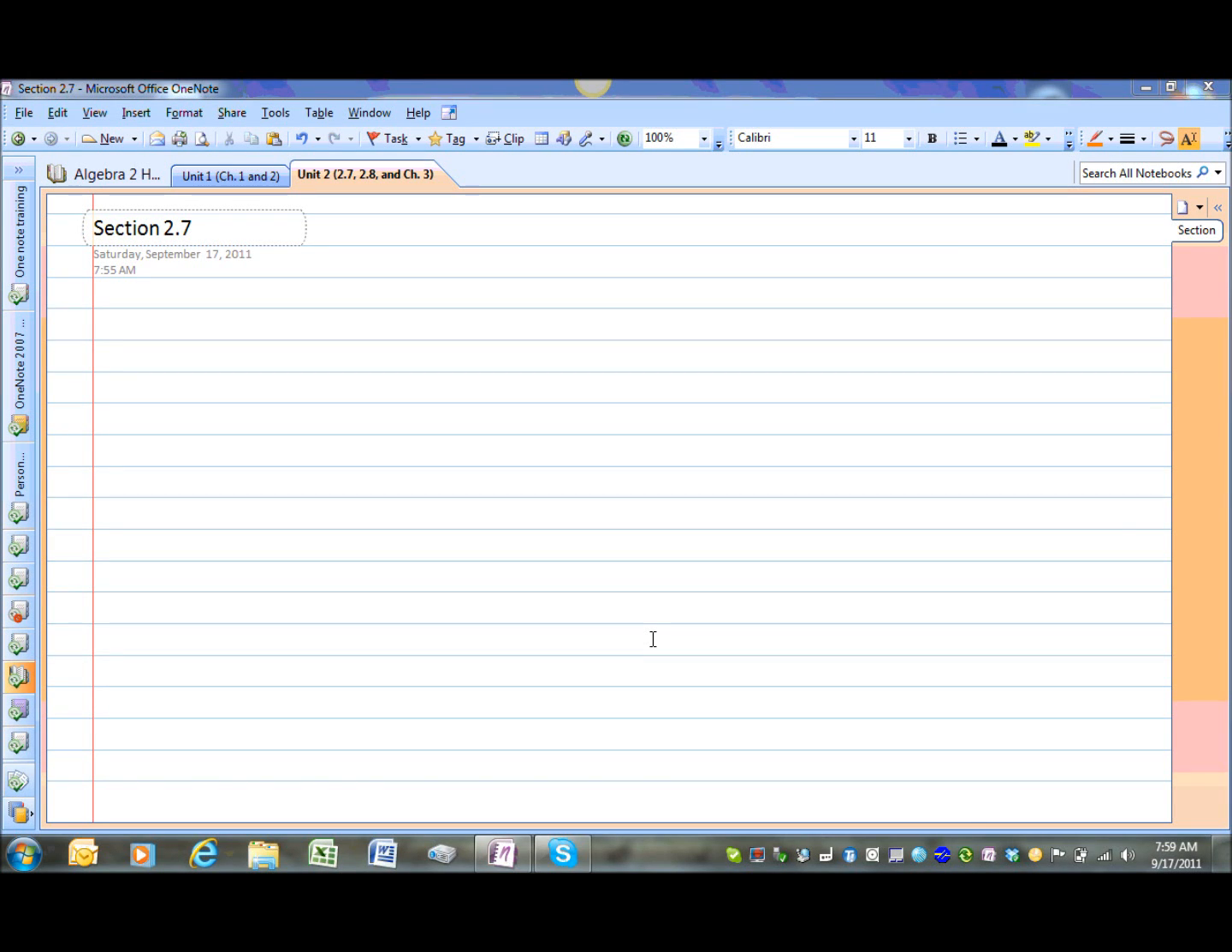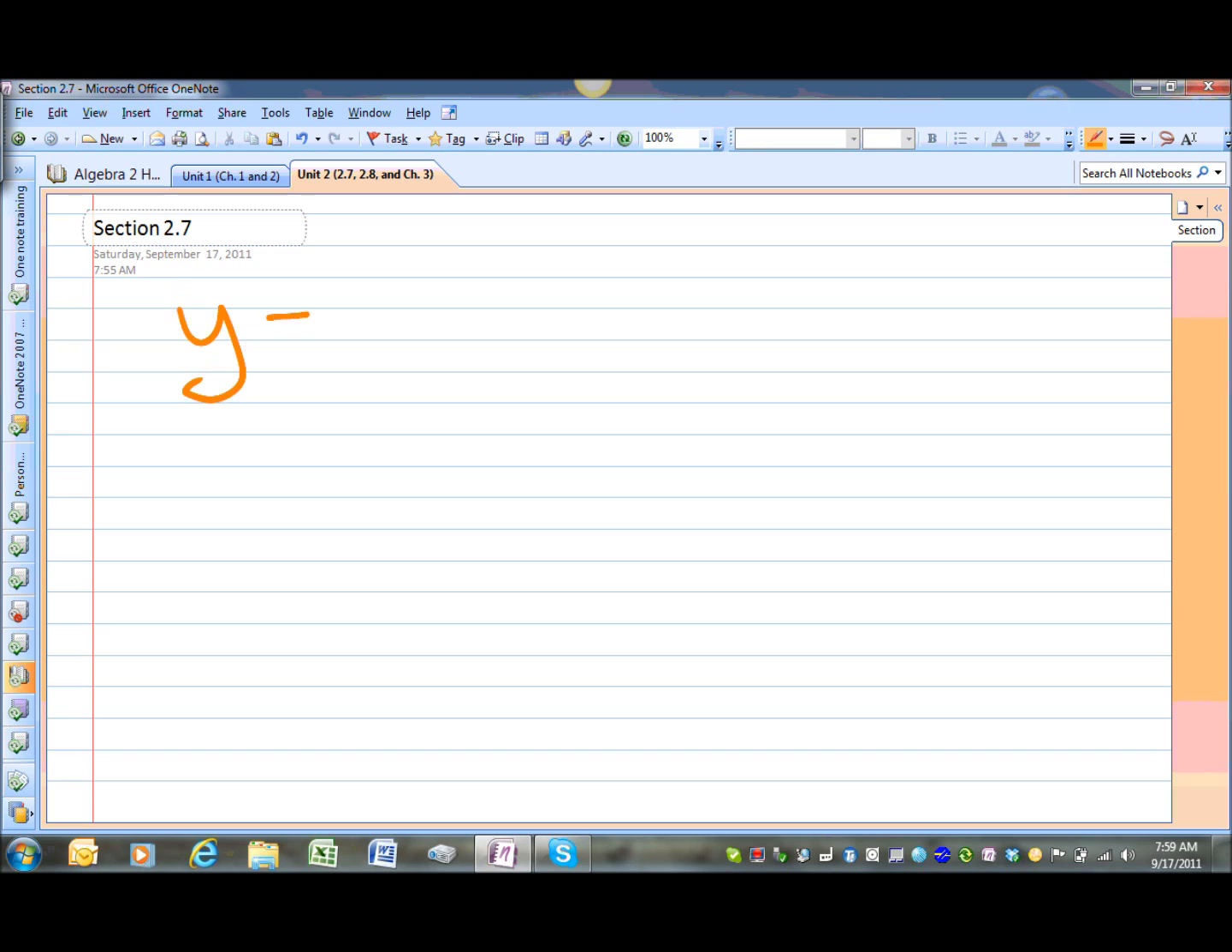Good morning. Welcome to the lesson on section 2.7. If you were in class yesterday, we did talk about absolute value graphs, and so today is actually going to be an extension of what we did yesterday. So let's start with an absolute value graph.